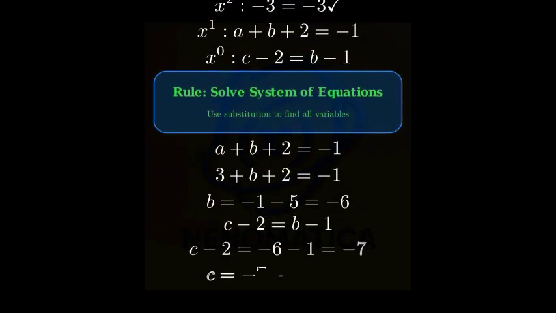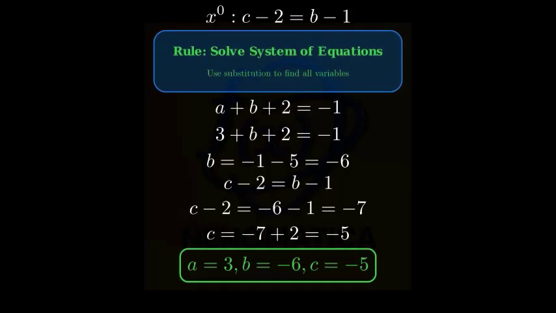Finally, for the constant term, we have c minus 2 equals b minus 1. Substituting b equals negative 6, we get c minus 2 equals negative 6 minus 1, which is negative 7. Solving for c, we get c equals negative 5. Therefore, the solution to our first example is a equals 3, b equals negative 6, and c equals negative 5. These values make the two polynomials identical. Let's move on to a second example.